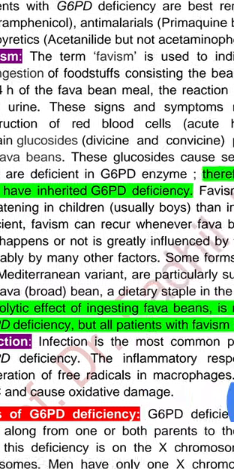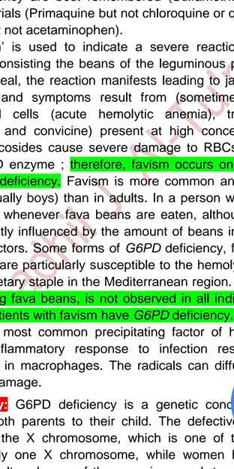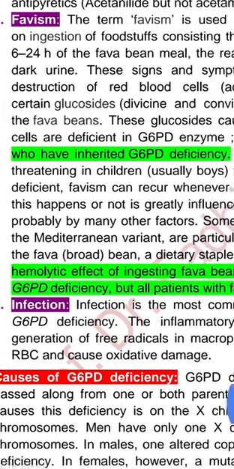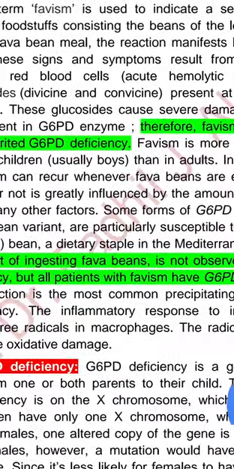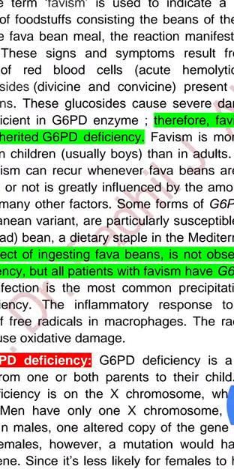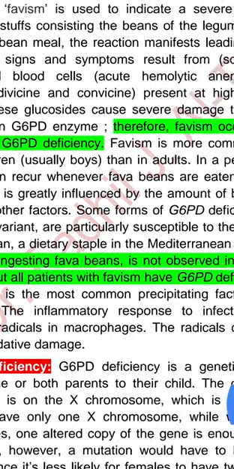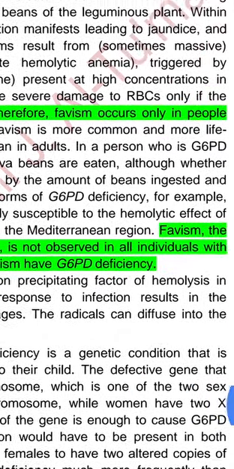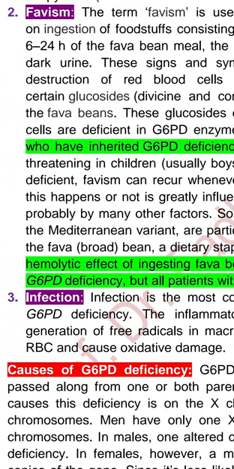certain glucoside, divicine and convicine present at high concentrations in the fava beans. بالباقلة these glucosides الموجودة cause severe damage. هذه الجلوكوسايد الموجودة بالفافا beans cause severe damage to RBCs only if the cells are deficient in G6PD. تسوي دمج وين؟ بالممبرين of RBCs في حالات وجود نقص بالإنزيم G6PD.